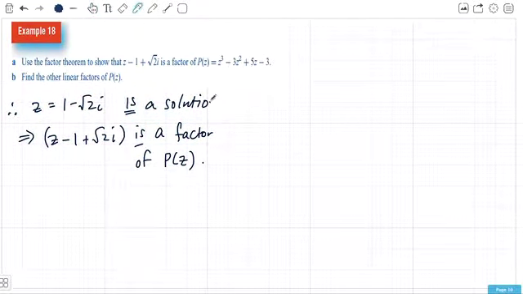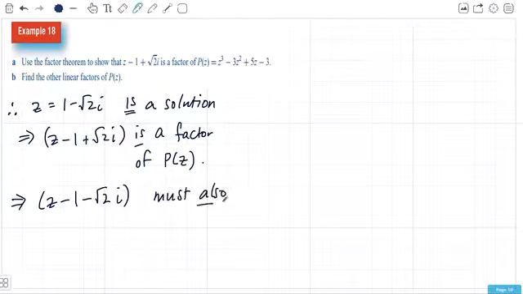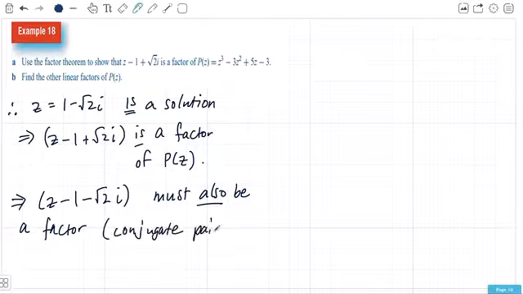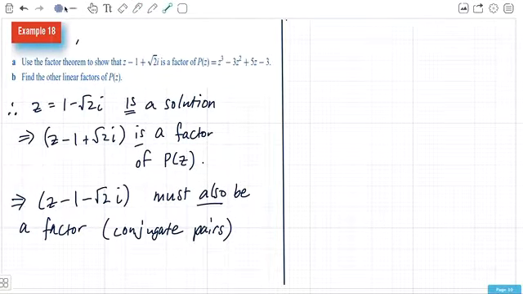What that also tells us is therefore z minus 1 minus root 2i must also be a factor, because we know that these factors occur in conjugate pairs. So that's useful to us because now we can actually use that result to help us find other factors.